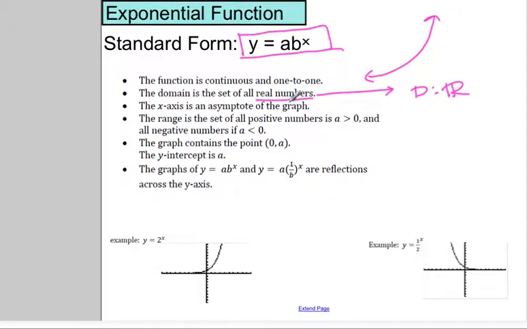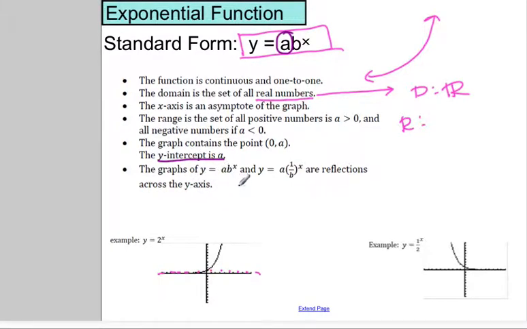The x-axis is an asymptote. If I look at this graph down here, the x-axis is an asymptote, always. The range is the set of positive numbers if a is greater than 0, and all negative numbers if a is less than 0. That is where your range is. You're going to need to know that for your upcoming test and quiz. The graph contains the point (0, a). I told you that a was your starting point with our bacteria example, so here it is, a. That's always going to be on there. It's always your y-intercept.